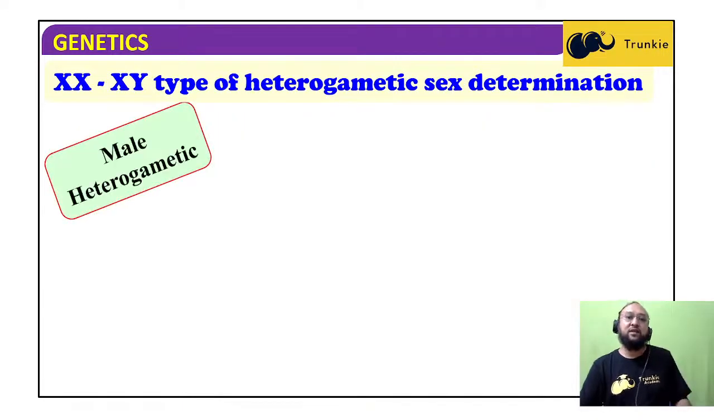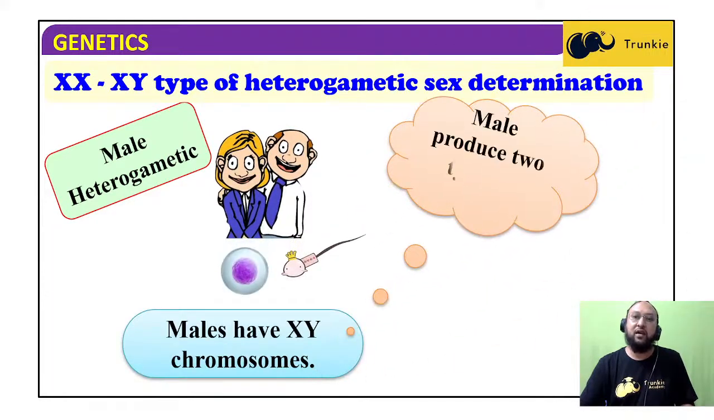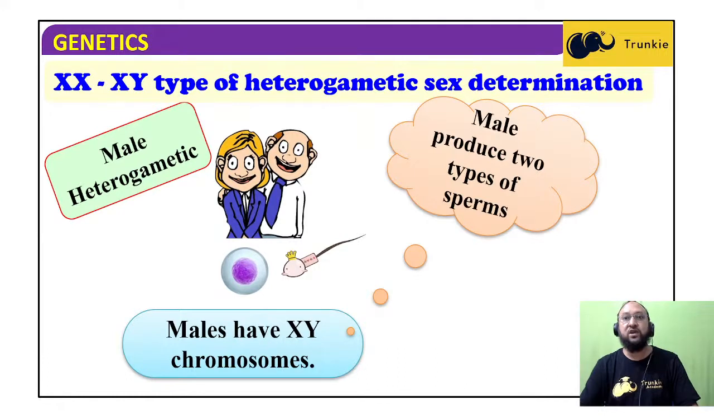Now what happens? Females are homogametic and males are heterogametic. Males will have the XY chromosomes, even in Drosophila. So males produce two types of sperm: 50% of the sperms with the X chromosome and 50% of the sperms with the Y chromosome.